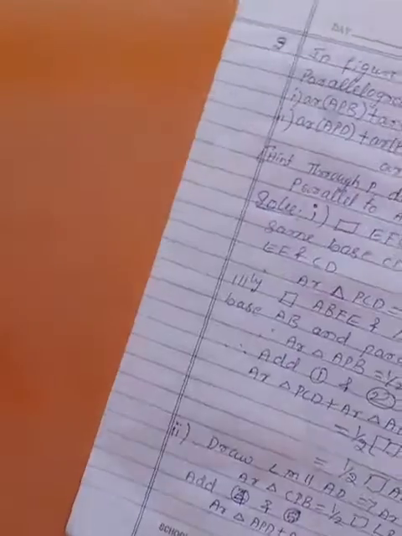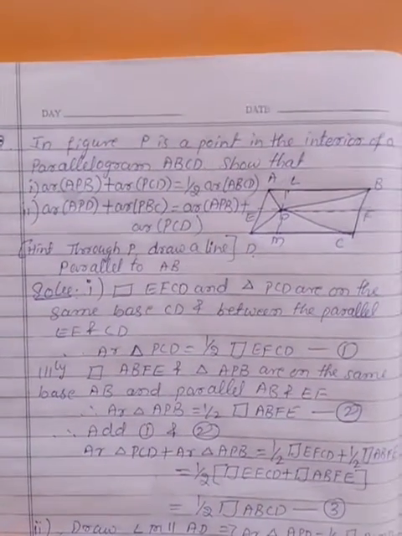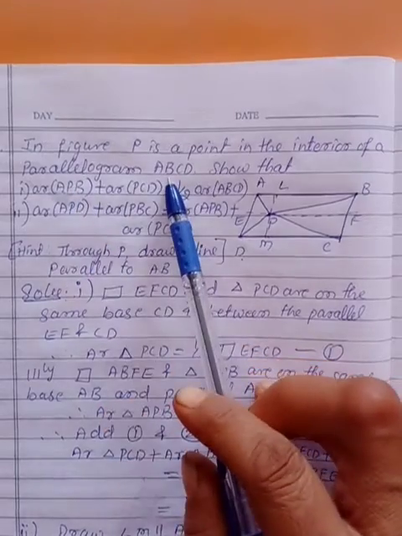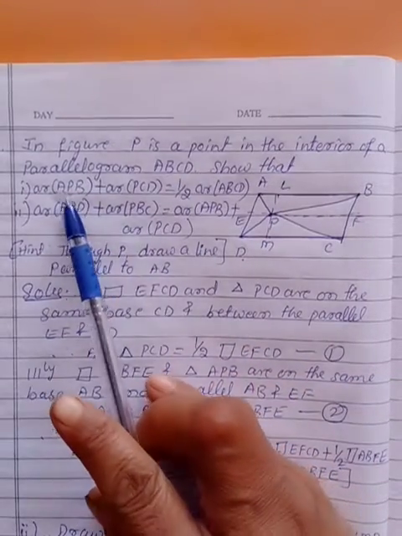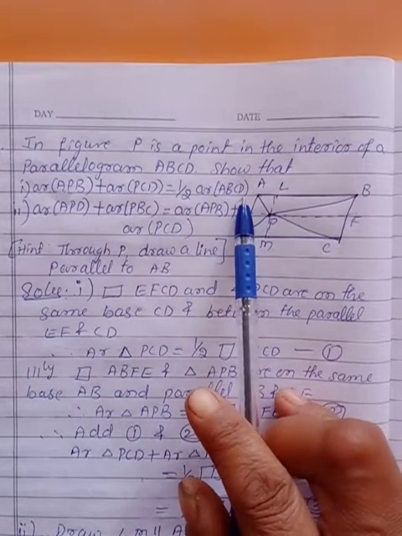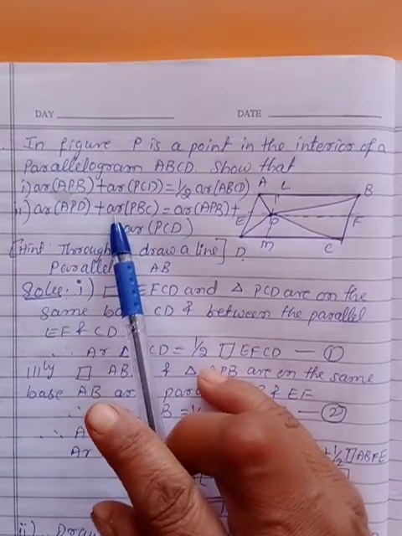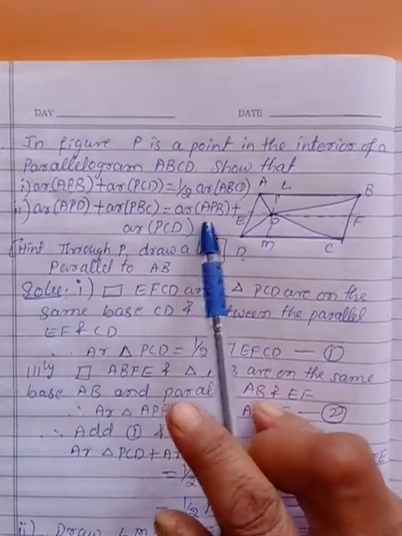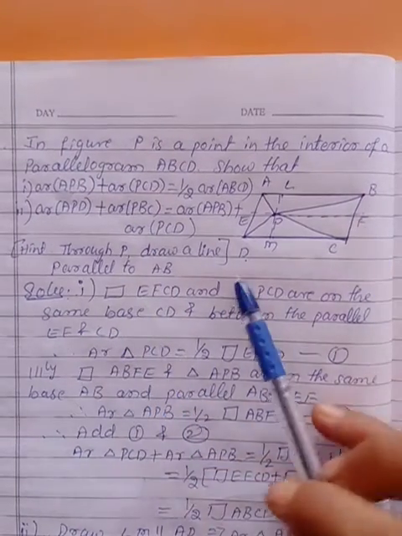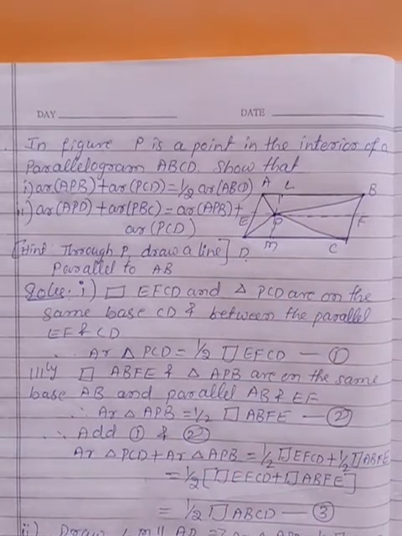Now we will move to the next problem of the exercise. The next problem is, in the figure, P is a point in the interior of a parallelogram ABCD. Show that area of APB plus area of PCD is equal to half of the area of ABCD. This is the first part. Second part is area of APD plus area of PBC is equal to area of APB plus area of PCD. Okay. 4 triangles we are getting, the sum will be equal to this. That is the thing we have to prove.